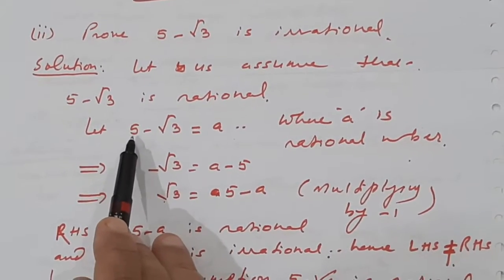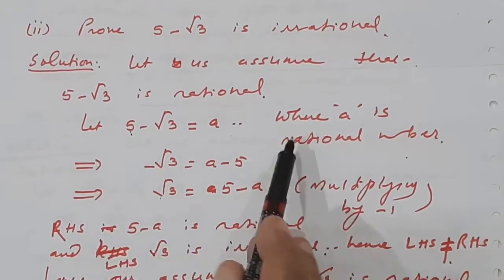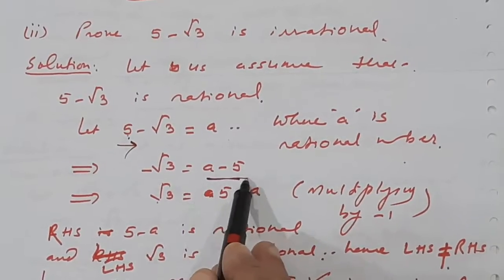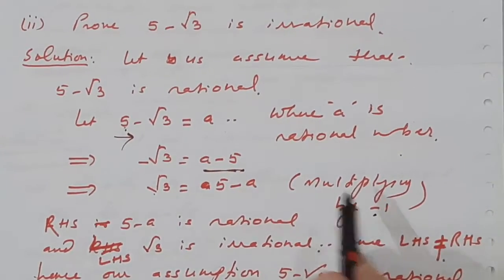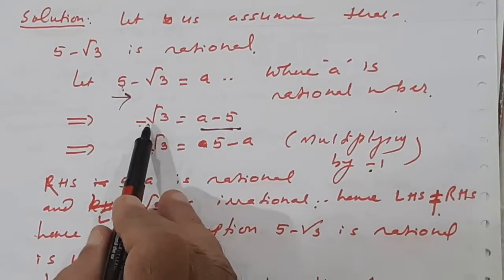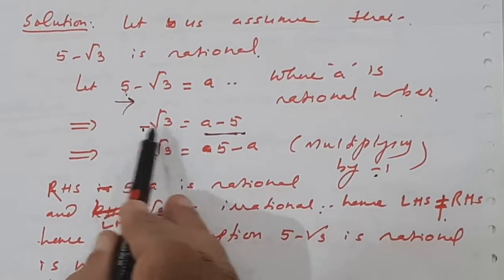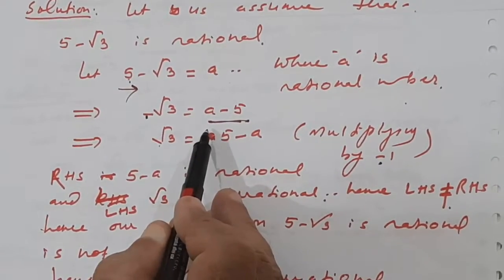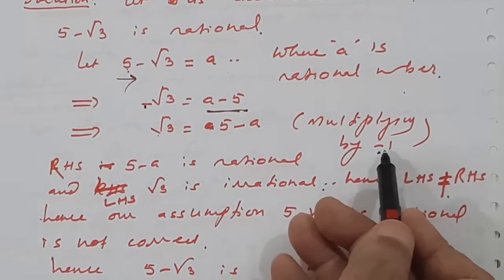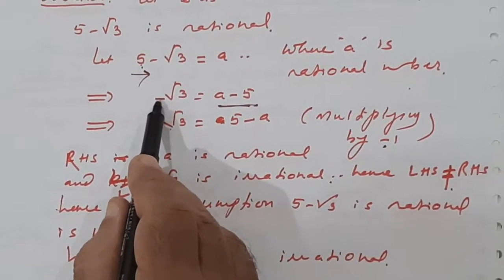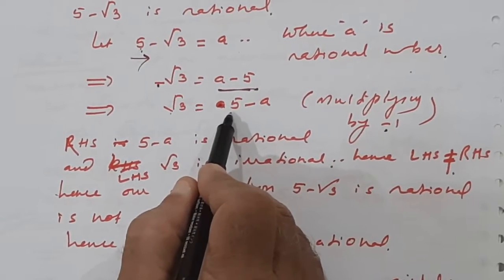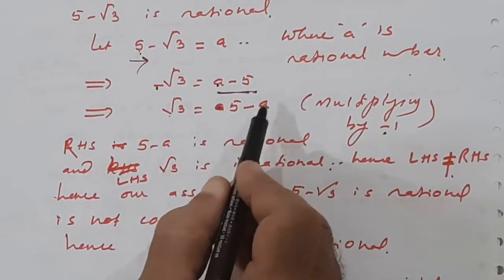See here, I have subtracted 5, means 5 is taken to the right hand side, so it becomes minus 5, right? Now I am multiplying by minus 1. I want to remove this minus sign. So when you are multiplying by minus 1, then signs get replaced. Positive becomes negative and negative becomes positive. Only this change happens because we are multiplying by minus 1. So minus root 3 becomes root 3, and this minus 5 becomes 5. I have written first, and plus a becomes minus a.